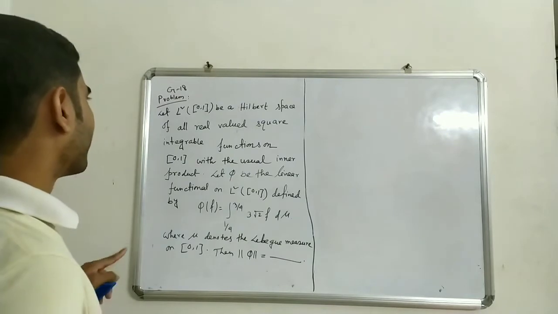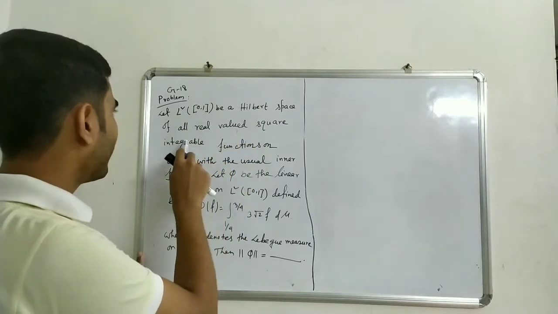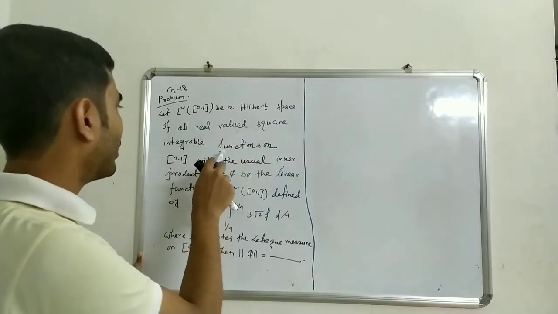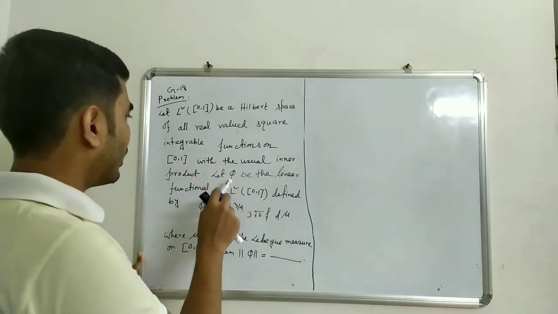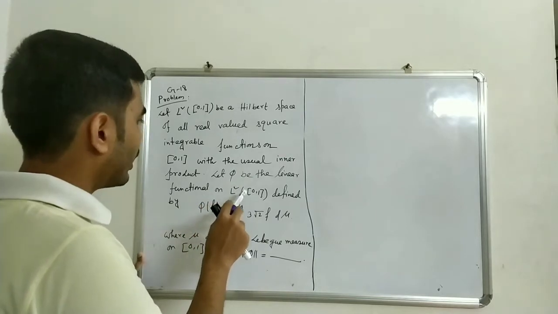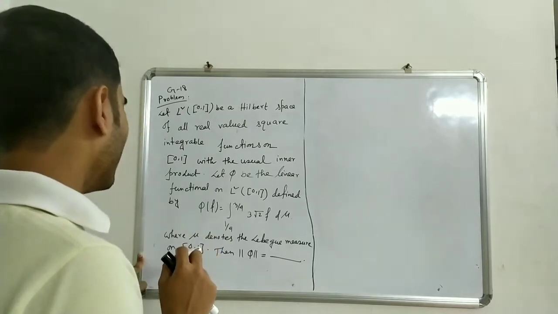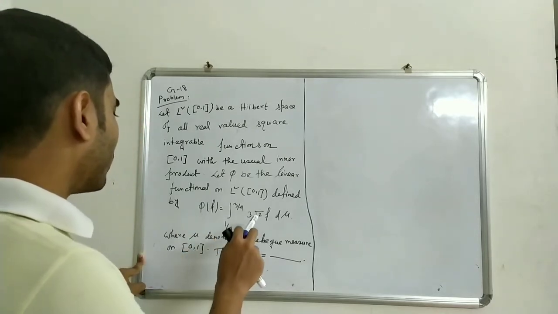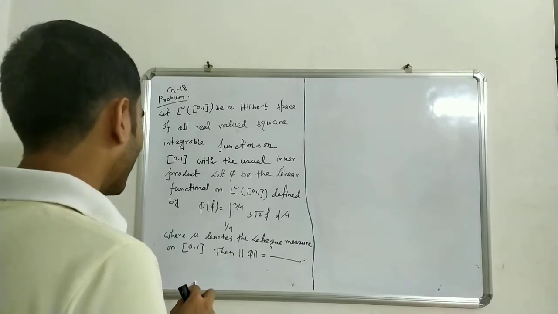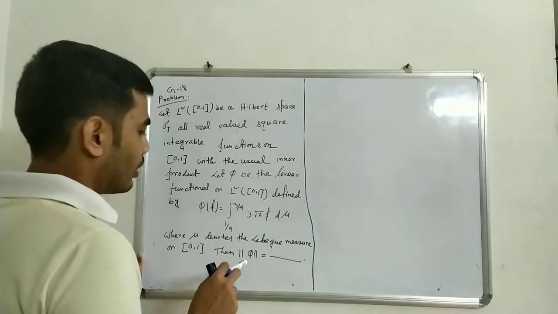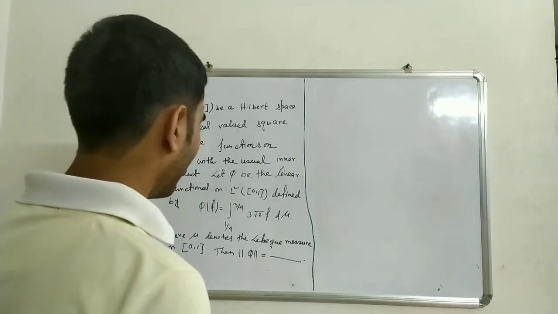Here the given problem is: let L2[0,1] be the Hilbert space of all real valued square integrable functions on the closed interval [0,1] with the usual inner product. Let phi be the linear functional on L2[0,1] defined by phi of f equal to the integral from 1/4 to 3/4 of 3 root 2 f d mu, where mu denotes the Lebesgue measure on the closed interval [0,1]. Then we have to find the value of the norm of phi.